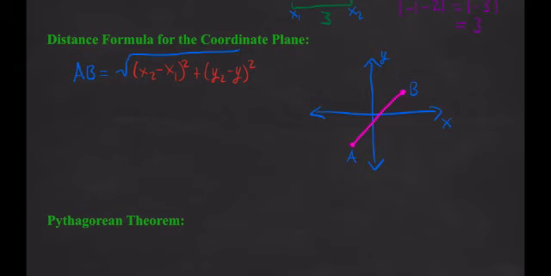Pythagorean's theorem. Pythagorean's theorem is really just a distance formula. Let me show you. If we were to take this line segment AB, and let's extend these lines, let's make this a horizontal line here and this a vertical line here. We have now created ourselves a triangle, right?